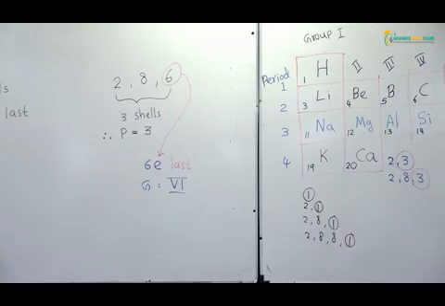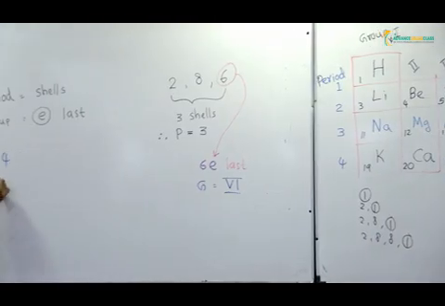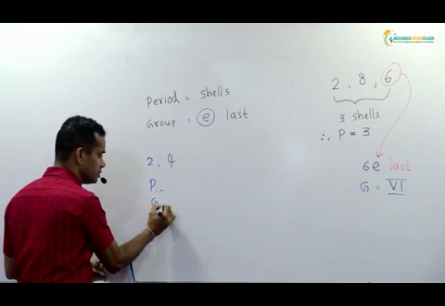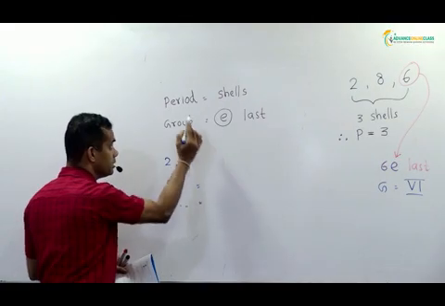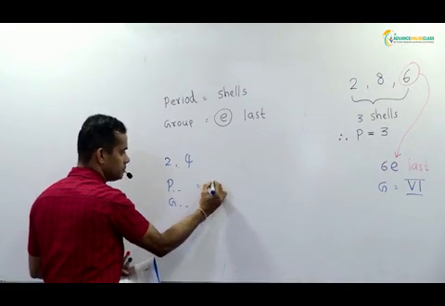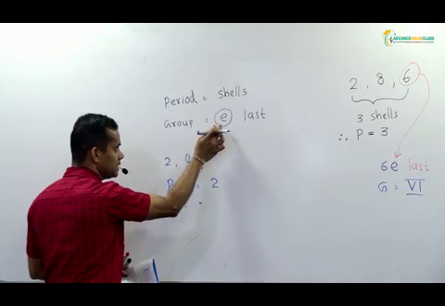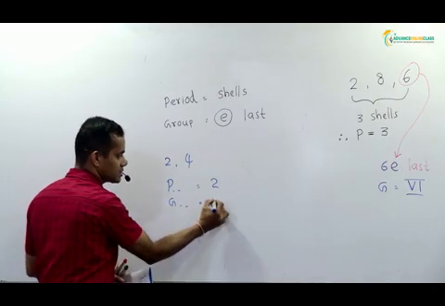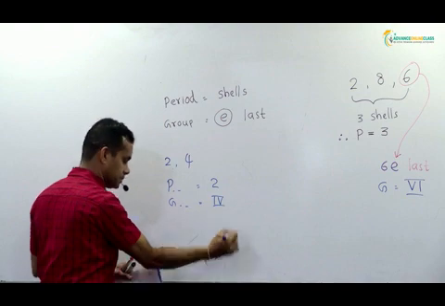2, 4. We need period, we need group. How can we find period? Period is shells. 2 shells, period is 2. Group is the electrons in the last shell, 4 electrons, Roman 4 group.